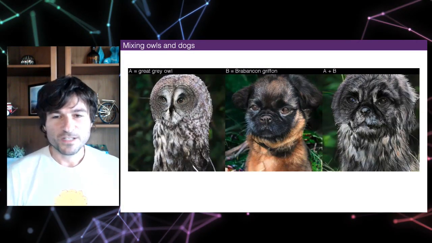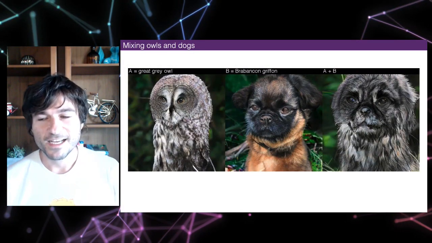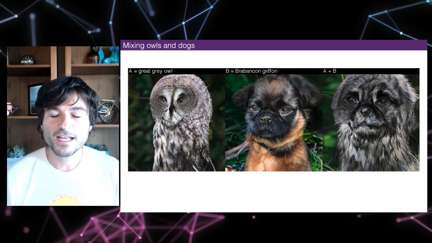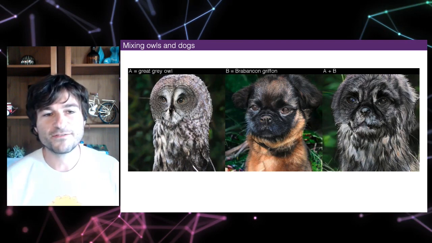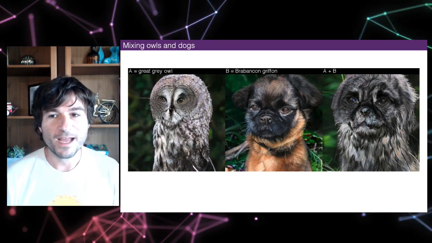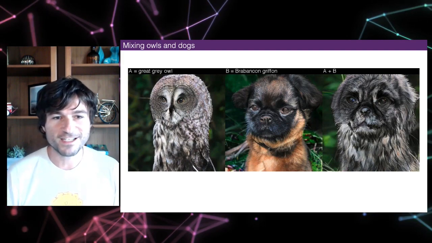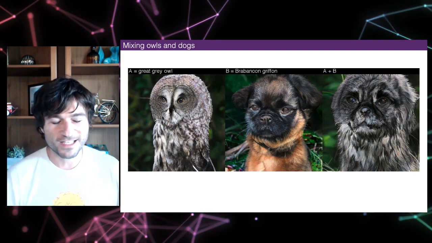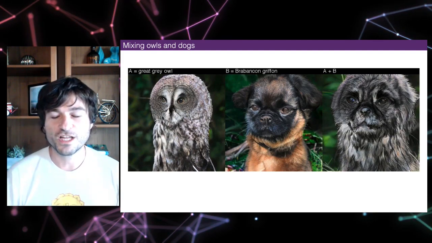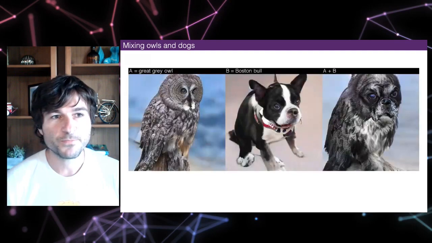Again, in the same spirit, this is using a GAN called Big GAN. Here I'm combining different classes that are inside Big GAN. So for example, on the left side, you have an owl, and in the middle, you have a dog. And then on the right side, you have basically an owl dog. And this is the same idea that I showed in the DCGAN paper, in which they are able to add and subtract features at will.